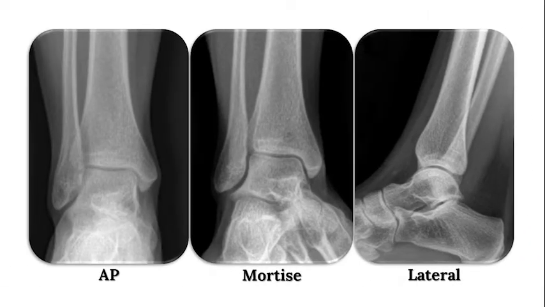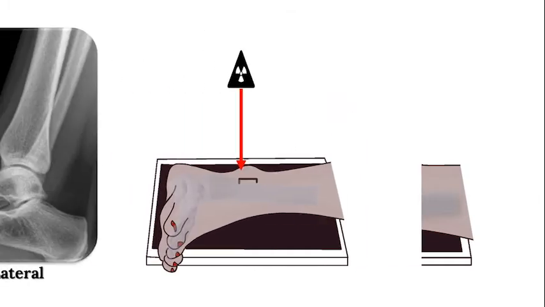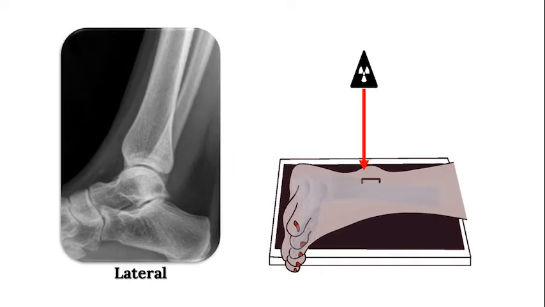Typically, for the evaluation of ankle fractures, three views of the ankle are obtained with the patient non-weight bearing, and these include the AP, the mortise, and the lateral x-ray. The AP view is taken with the x-ray beam centered on the anterior aspect of the ankle. The lateral radiograph of the ankle is obtained by centering the x-ray beam on the medial malleolus.